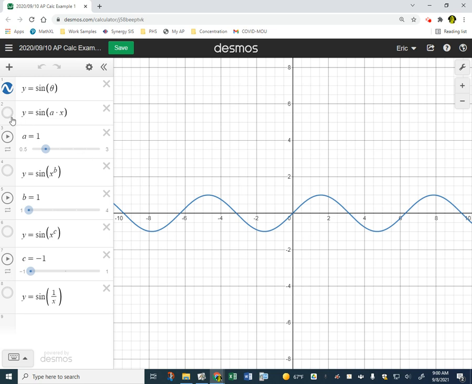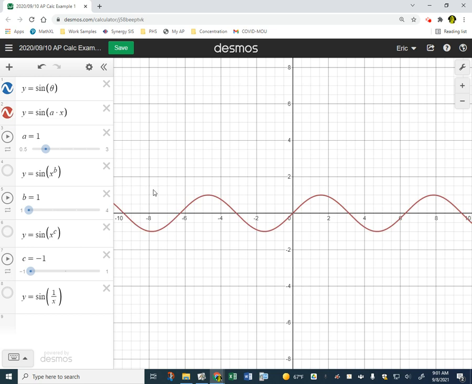Okay, well, let's look at what happens. What happens if I multiply the angle? If I multiply the angle, and this time we're going to call it x, what if I multiply x instead of theta by a? Okay, well, if a is 1, it doesn't do anything, right?